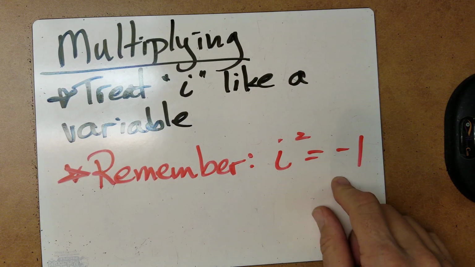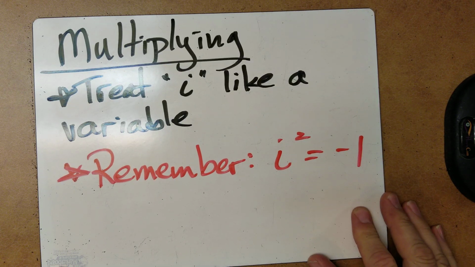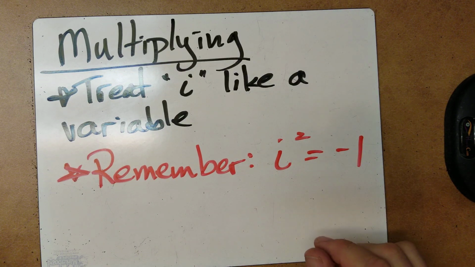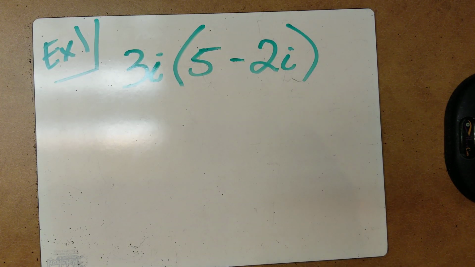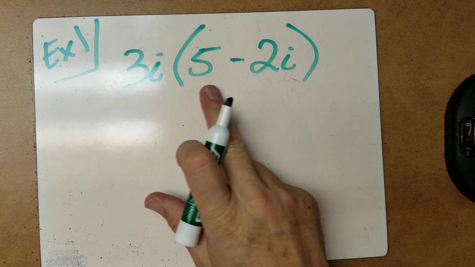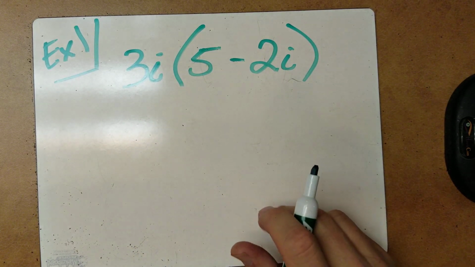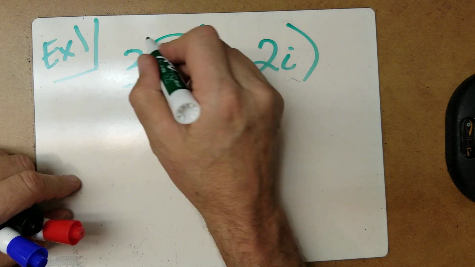We're going to need this fact in just a second. This isn't super complicated. I'm just going to do a few examples, and I'm hoping that you'll get the gist of it. All right, here's example 1 for multiplying. As you can see, this is a distributive property type of problem. So I'm just going to distribute here and here.